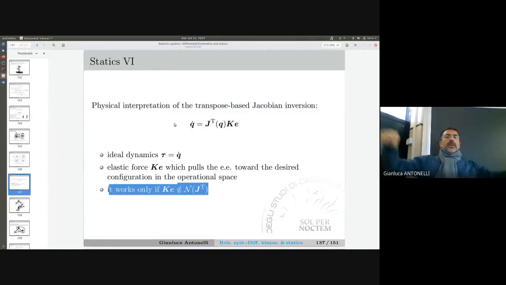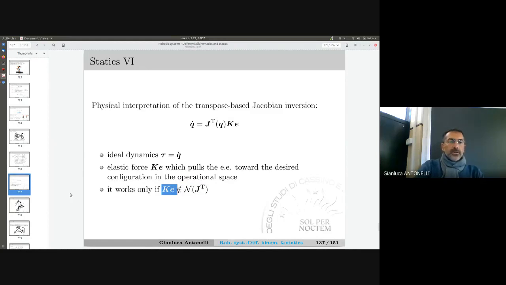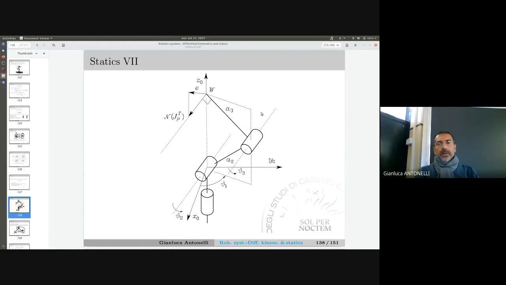Okay. Now, let us try to understand the concept of J transpose and also why this algorithm doesn't work if K multiplied by E belongs to the null space of J transpose. And let us do it with the anthropomorphic arm. Well, we know that this is a singular configuration, right? So it means that I do have a kinematic singularity that prevents me from imposing a certain velocity at the end effector. And now we will discover that this also has consequences on the end effector forces, in this case, linear forces.